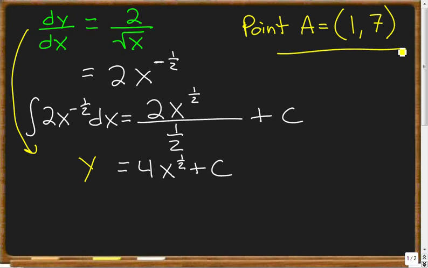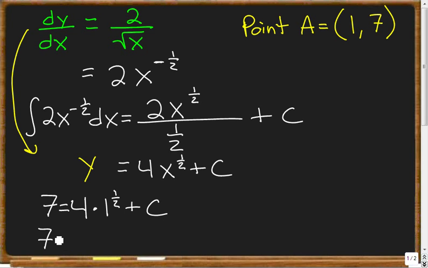Up here it says when y is 7, x is 1. So we use these points with our new equation to figure out what c is. If y is 7 and x is 1, we get 7 equals 4 times 1 to the 1/2 plus c. 1 to the 1/2 is 1, so we get 4 plus c. So you should end up getting c to be 3.